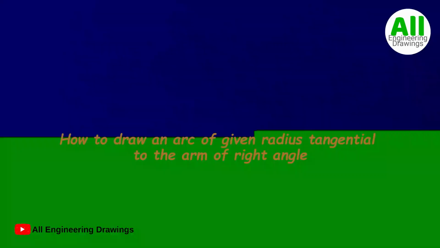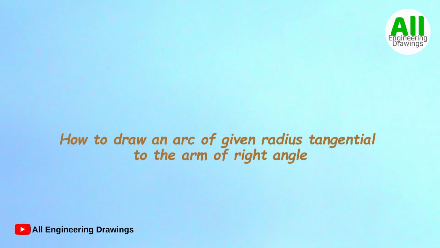In this video, I'll be showing you how to draw an arc of given radius to touch a given straight line. So I'll be drawing an arc of given radius tangential to the arm of a right angle. So the first thing to do is to draw your right angle. So let me draw the right angle.